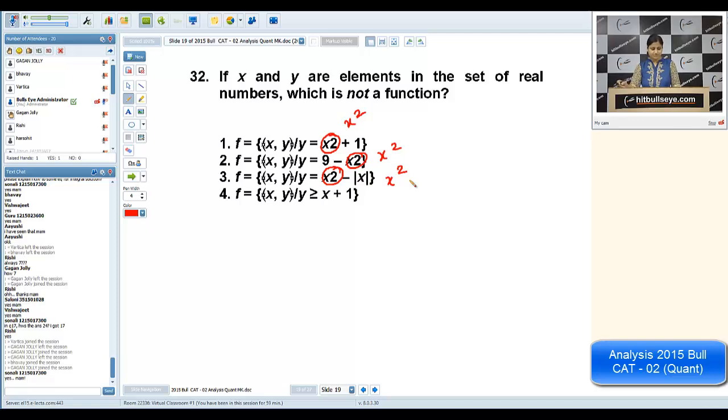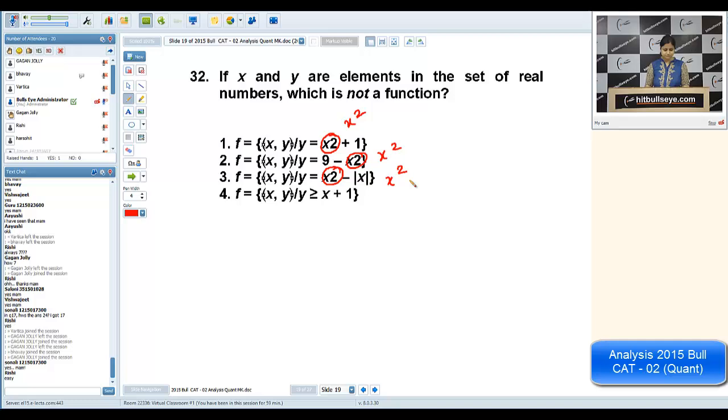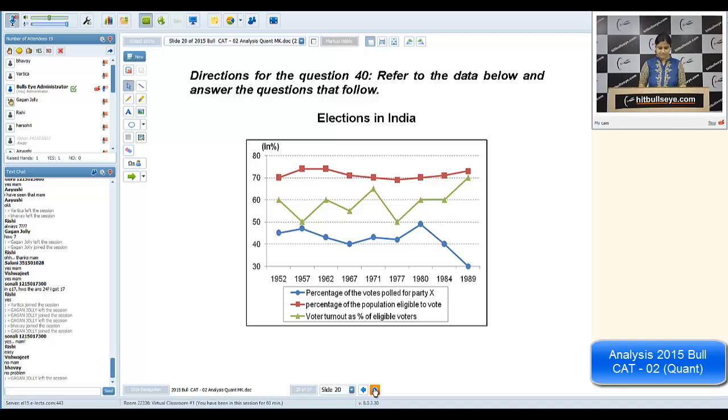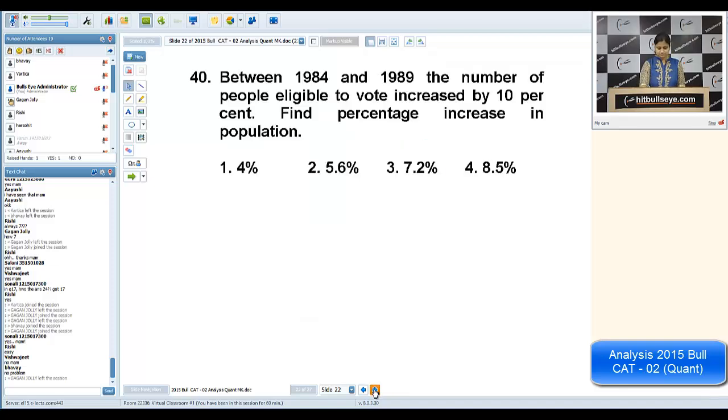Any problem in question number 32? That was based on the definition of a function only. Yes, if you know the definition of a function, then the question becomes very easy. Okay, let us see further. Question number 40. It was all about calculation. Conceptually it was easy. Any problem in this? Make it fast, guys.